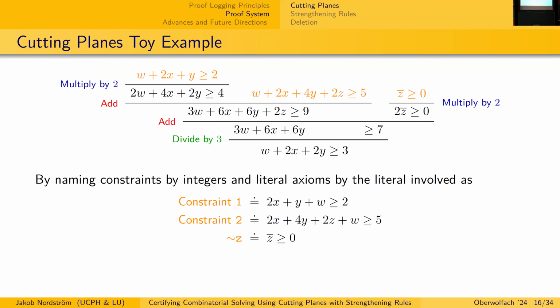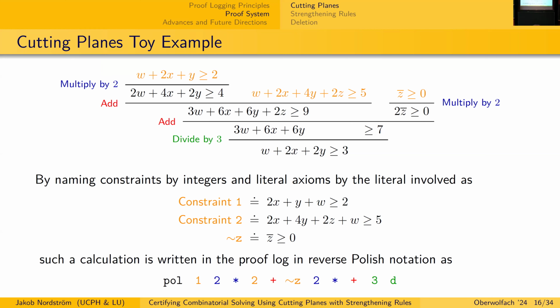And the way this will look in the proof system is that every constraint that I've seen previously has a number, except axioms, where tilde is negation. So if I know that this is constraint 1 in my database and this is constraint 2, then every proof line will be a tree-like cutting planes derivation that will look like this. So this is what our proofs will look like, lines like this.